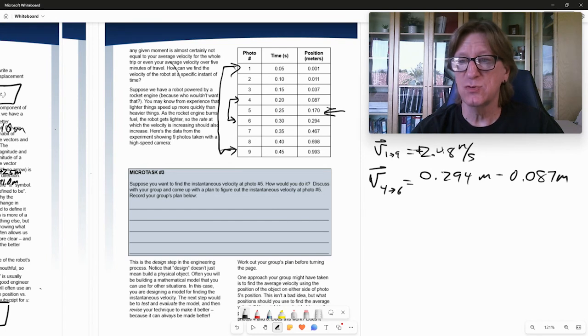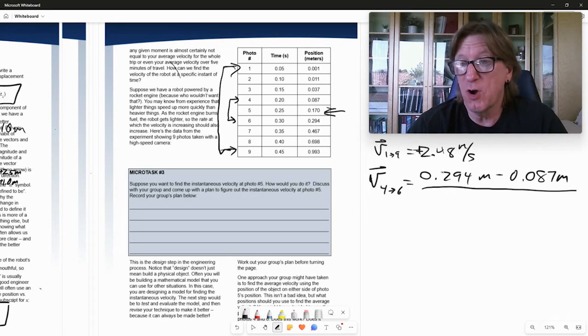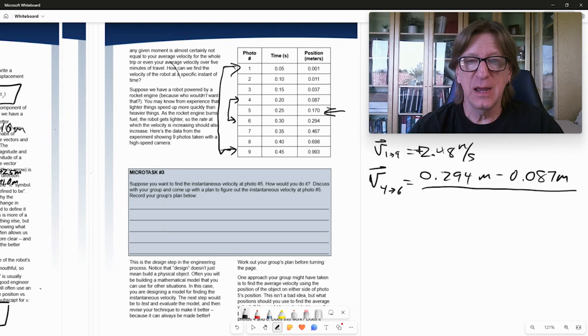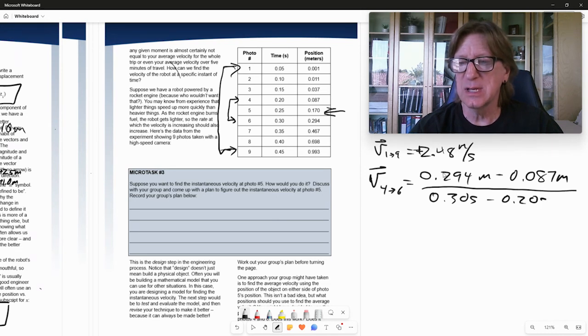0.087 meters. Don't forget the units. If this side of the equation does not give me meters per second, I did something wrong. So the problem will help you out if you're keeping up with your units. And then my time at time 6 was 0.30 seconds, and for photo 4, that was 0.20 seconds.